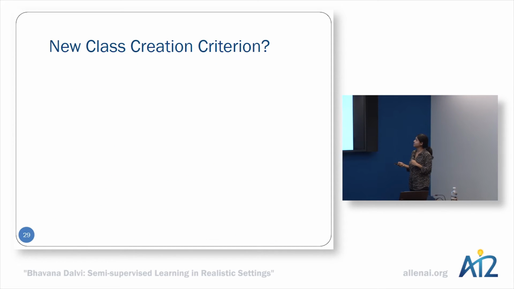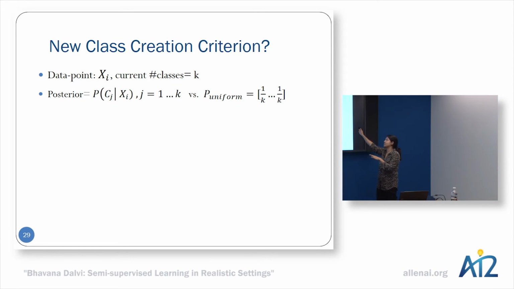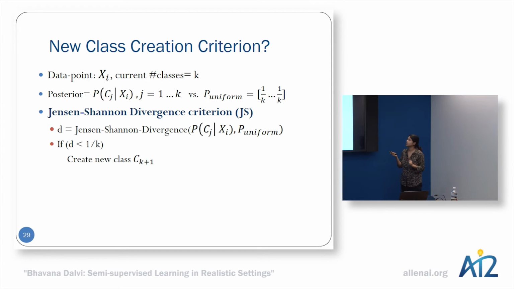Okay, so the first question is how we detect when to create a new class. For each data point xi and current number of classes k, we define a posterior, which is already computed for semi-supervised EM, the probability of class given a data point, and we compare it with the uniform distribution, which is 1 over k for the current k. The first criteria that we have proposed is Jensen-Shannon divergence, which computes the divergence between the posterior and this uniform probability. If this divergence is less than 1 by k, then we create a new class.